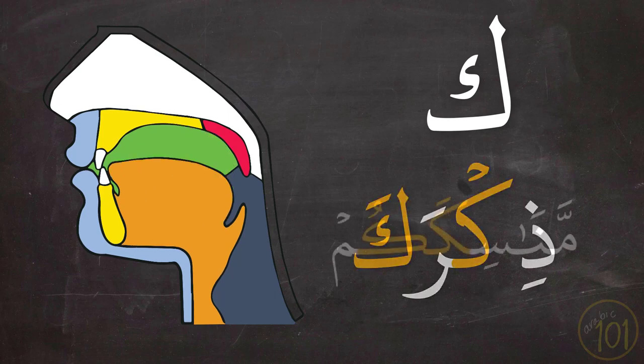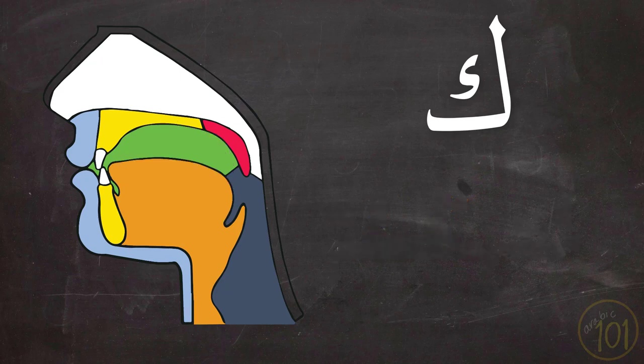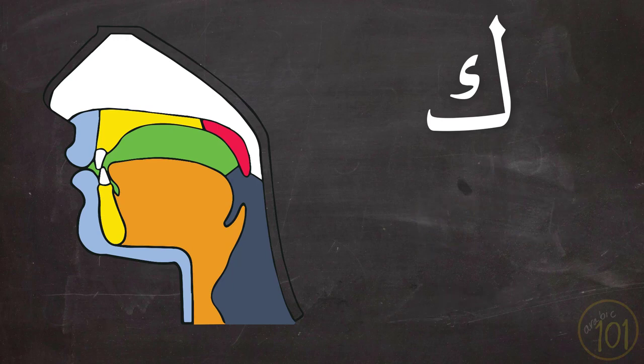ذكرك، مناسككم. We should also notice that when the Arabic kaf is produced, there is a slight gush of air or breath that is produced along with it. We call that hams, and this is most clear when kaf is in sukun position.